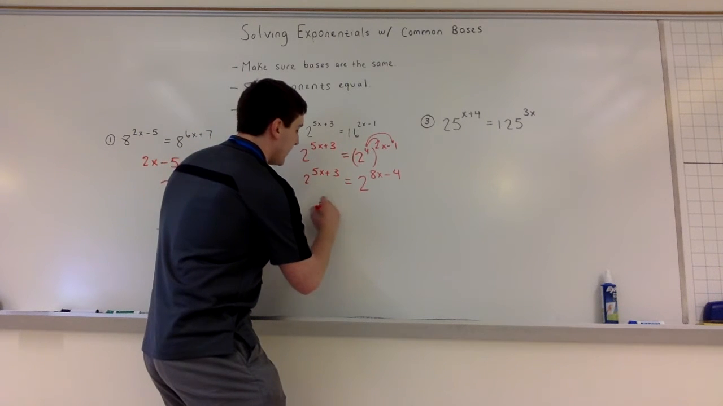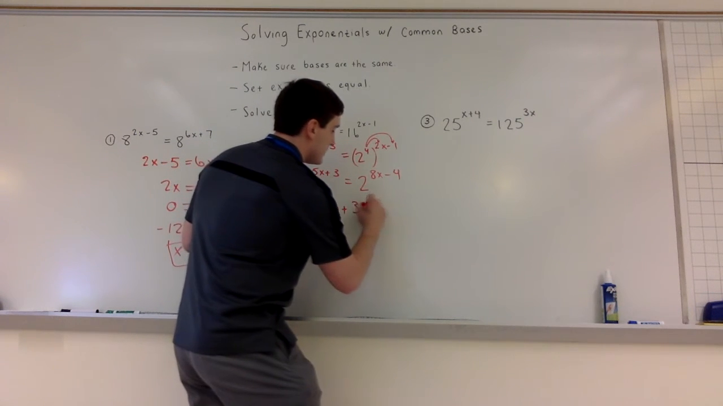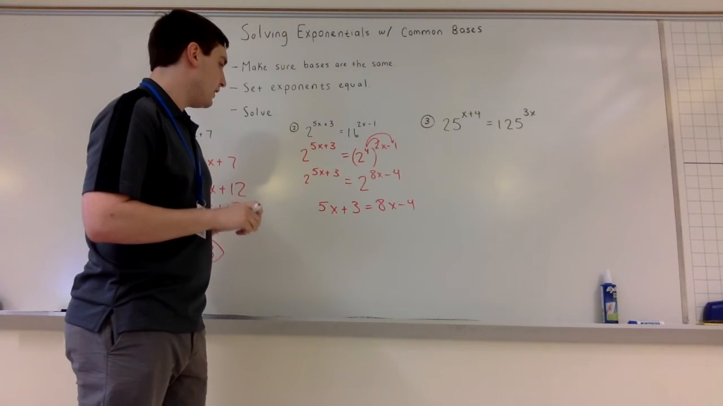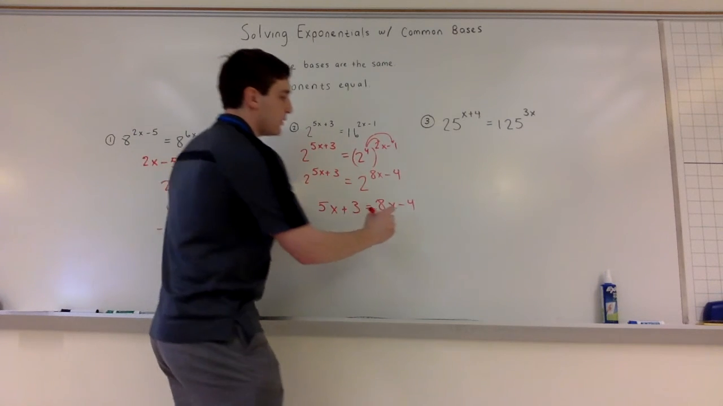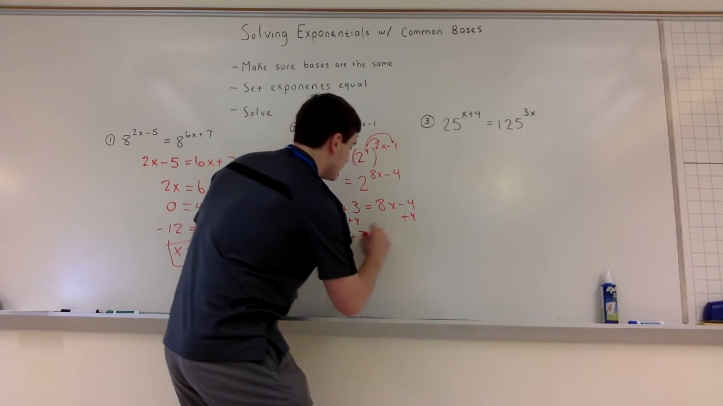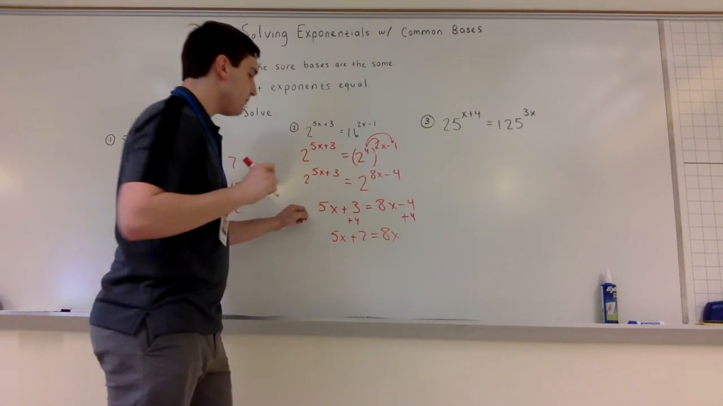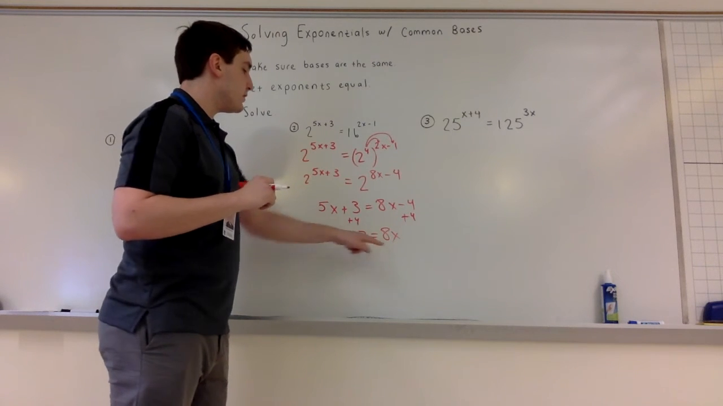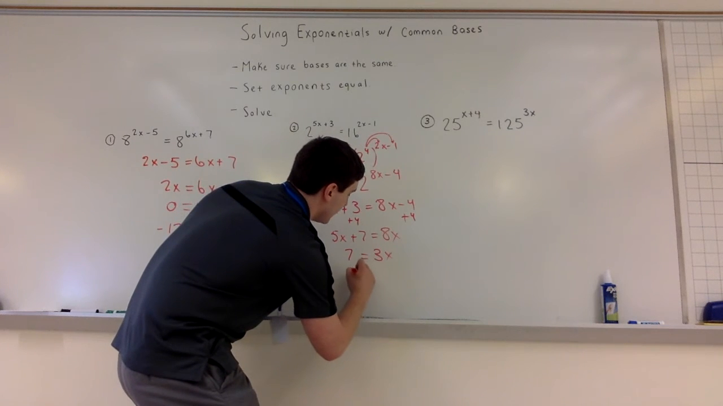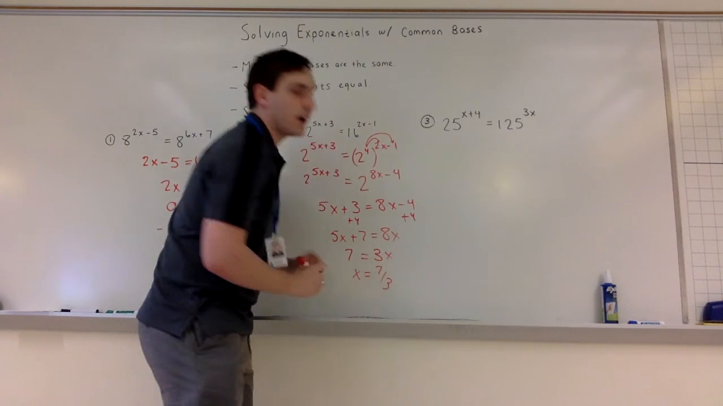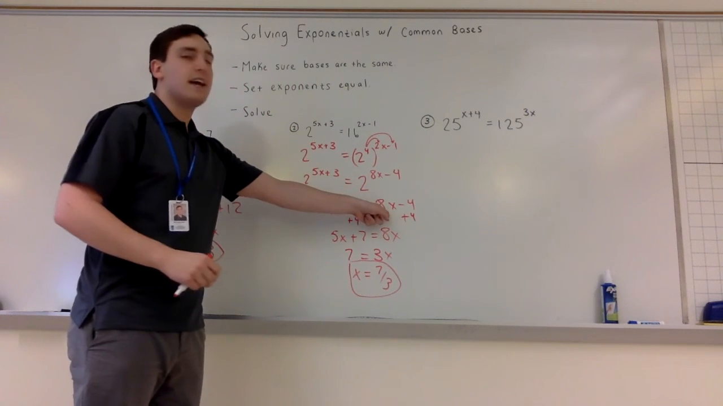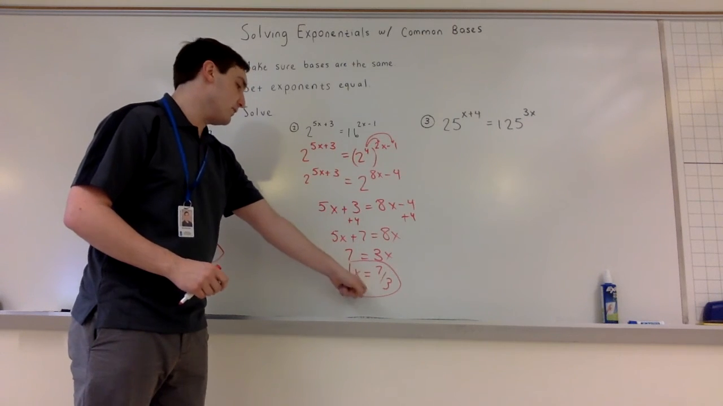So at this point, I just have 5x plus 3 is equal to 8x minus 4. Okay? Now I'm going to just add 4 to both sides. So add 4, 5x plus 7 is equal to 8x. Then we're going to take away 5x from both sides. So I'm going to have 7 is equal to 3x. And then we're just going to get x is equal to 7/3 if we solve for x. Again, same base, set the exponents equal to each other, solve for the variable. So x equals 7/3.